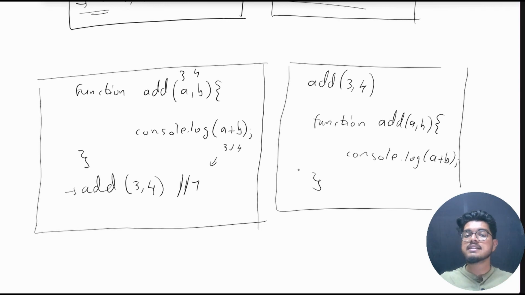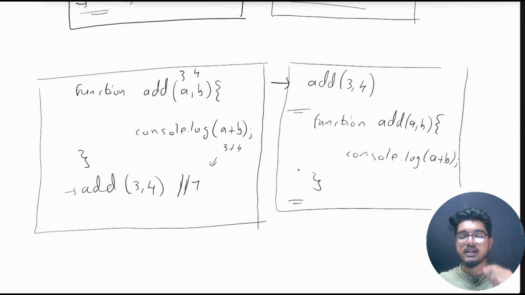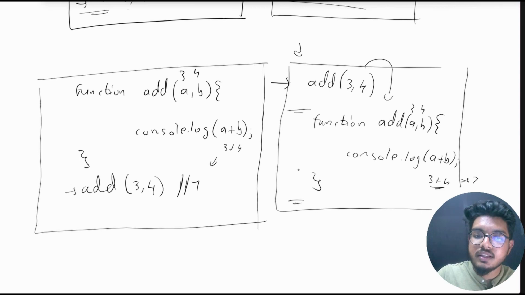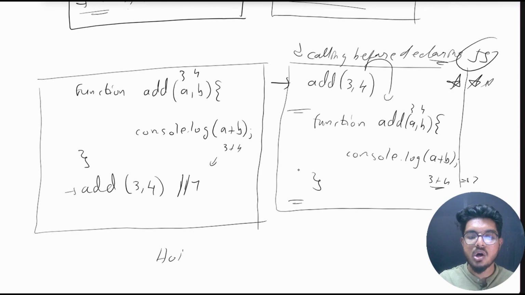But in JavaScript, if you call the function before writing the function name or the function block, even then the code will get executed. Even then this value will get 3, 4, and 3 plus 4, the value is 7. Even before the function definition, you are calling before defining or before declaring. Even in those cases in JavaScript the code will run. This concept is called hoisting.